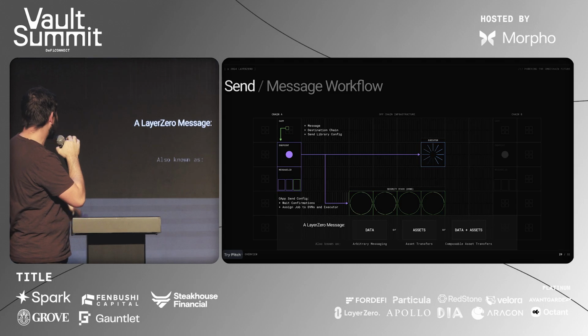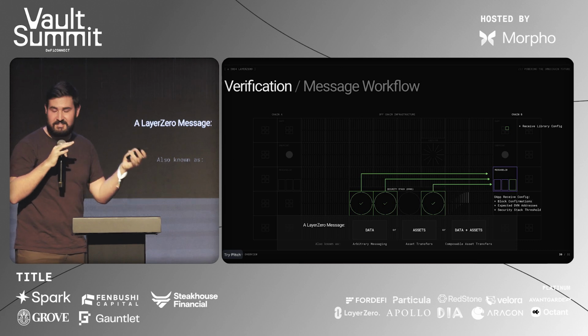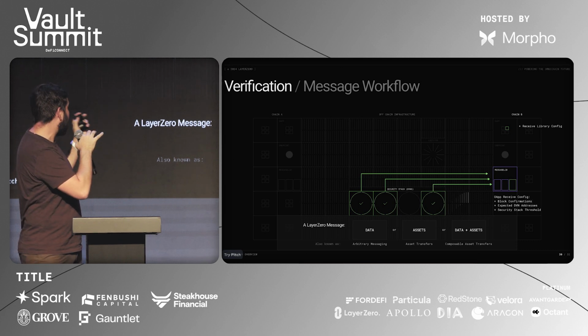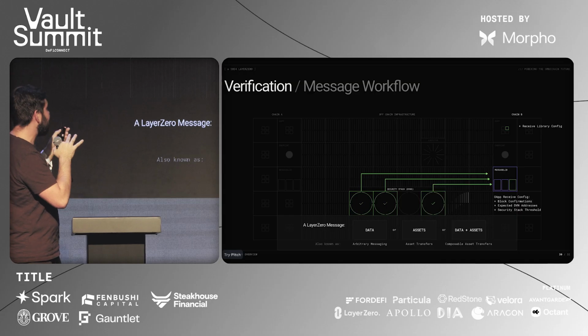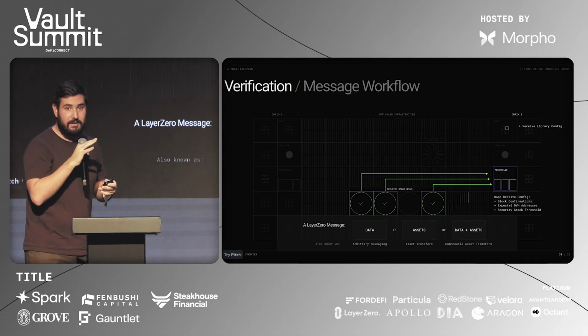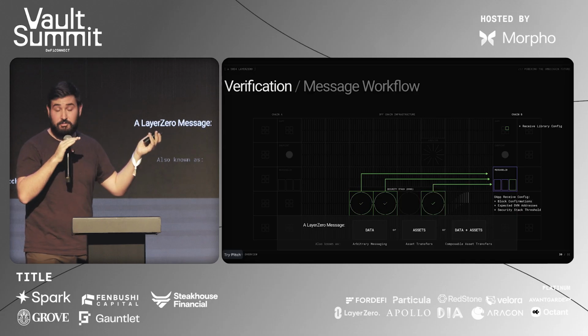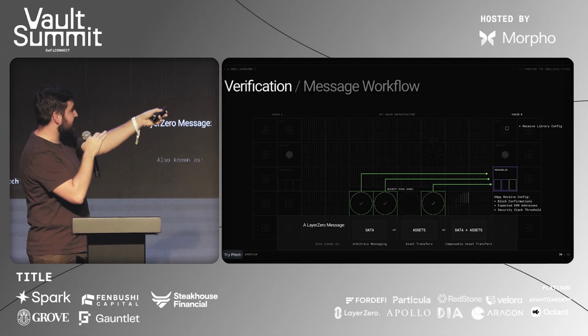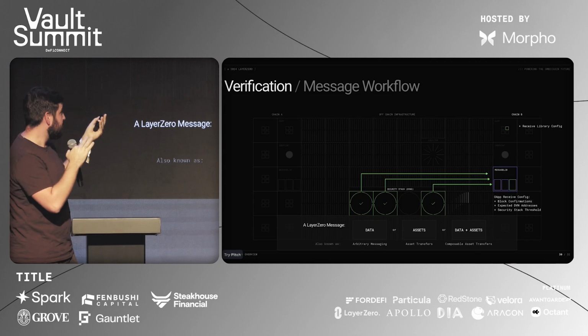What happens next is that messages are verified by your chosen verification set. DVNs are our term for it, decentralized verification networks. But the idea of a DVN is relatively straightforward. It means that any arbitrary validation system can not only attest that something happened on a source blockchain, but then write to the destination chain on your behalf that this message is valid.